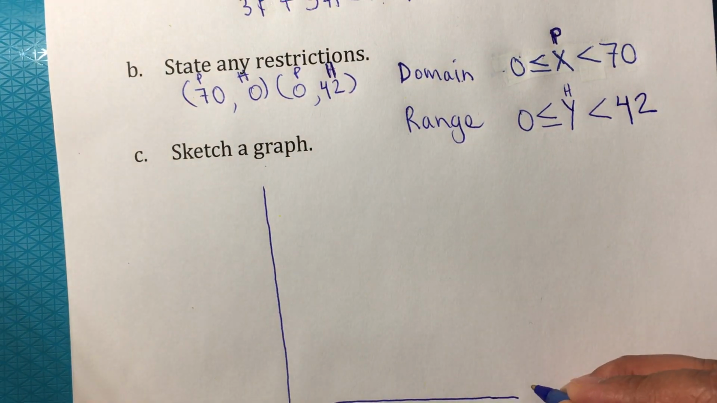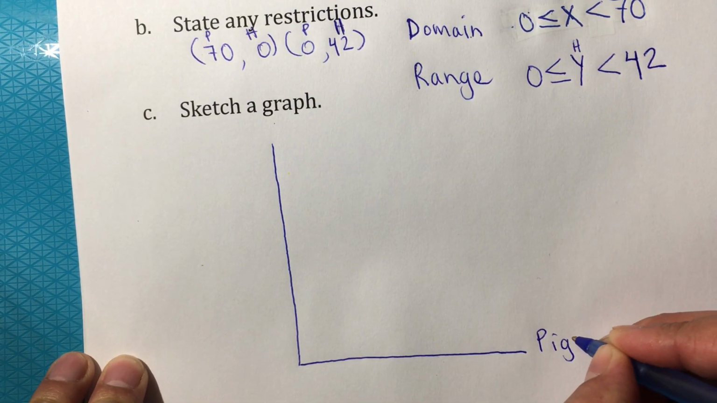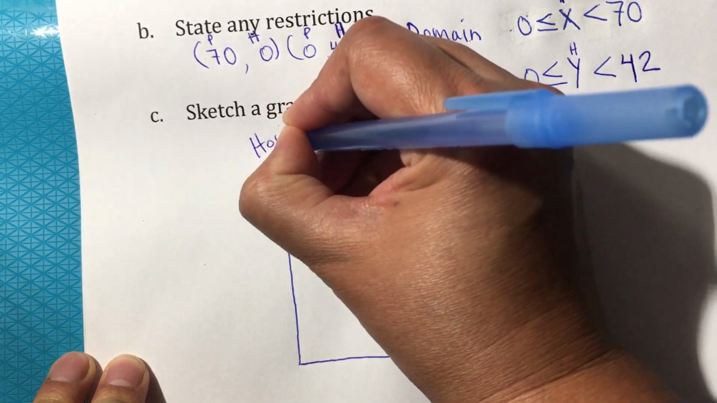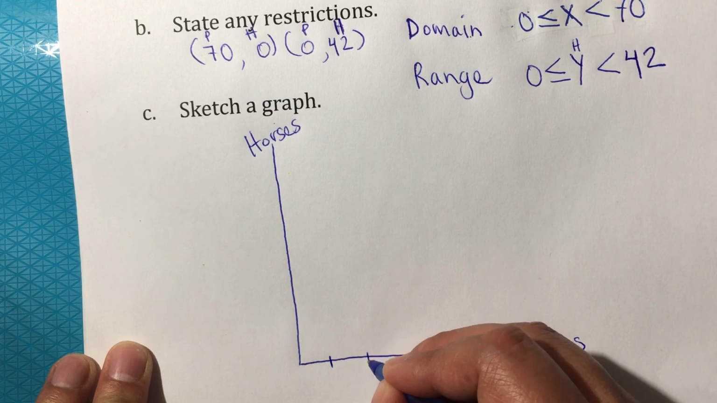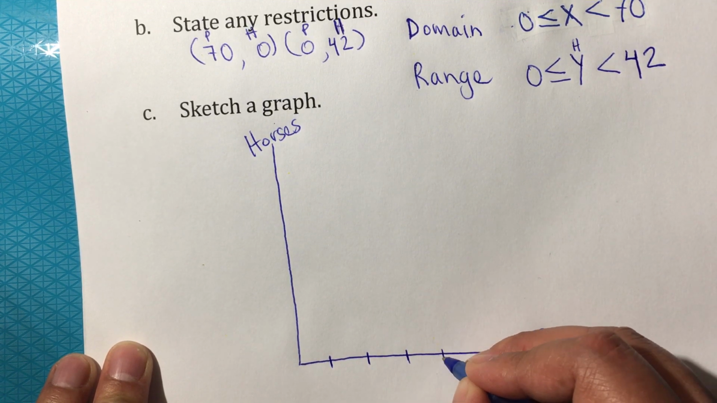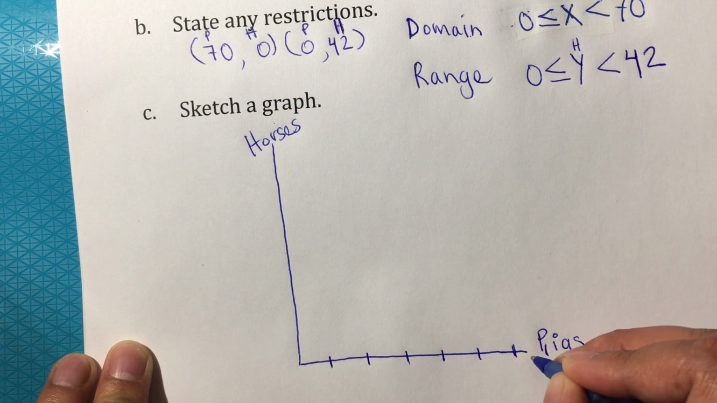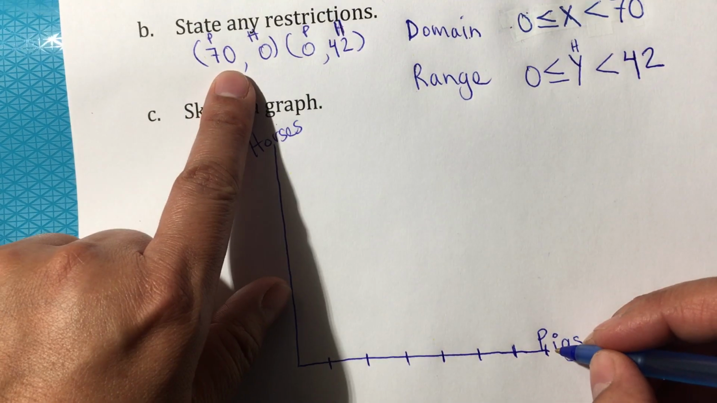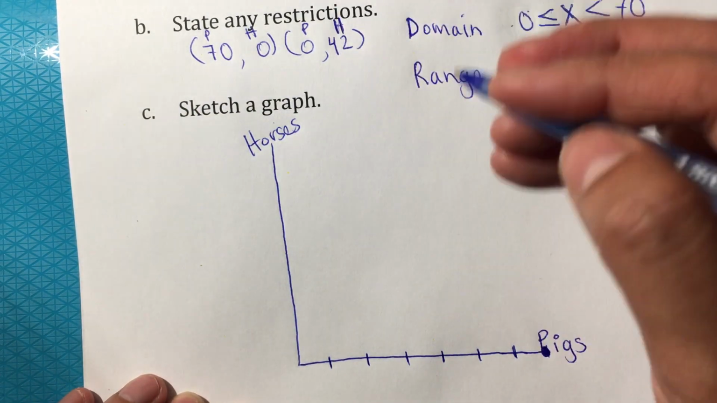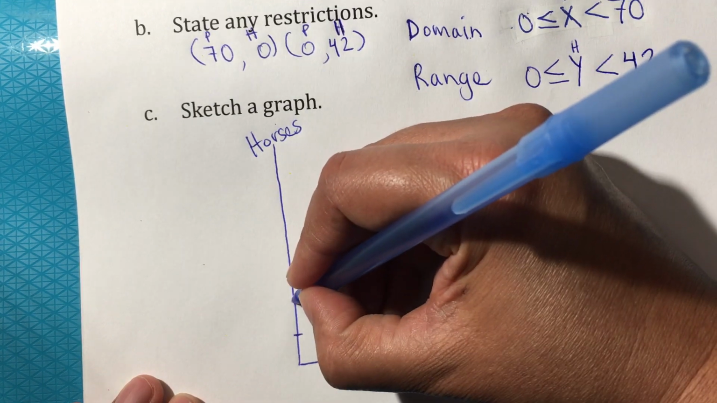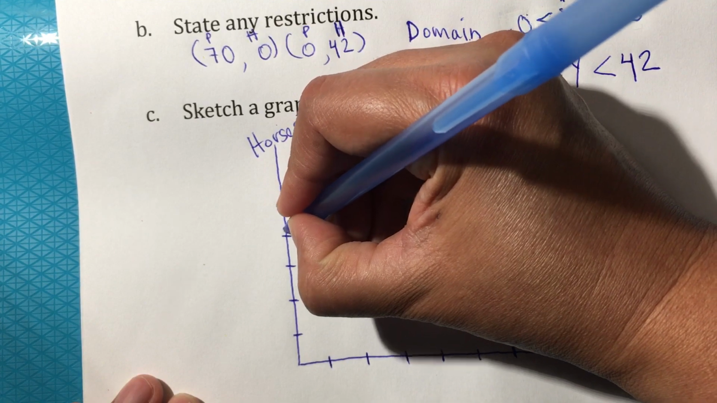Now we put here for our graph pigs on the x-axis, horses on the y-axis, and we're going to put 10, 20, 30, 40, 50, 60, 70, and it's 70, 0. And then for the other one is 42, so 10, 20, 30, 40, 50, so somewhere around there.